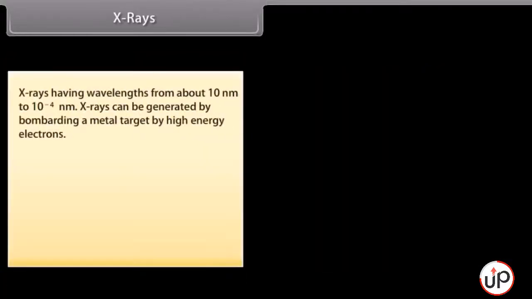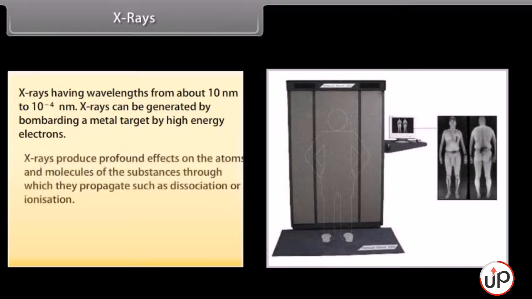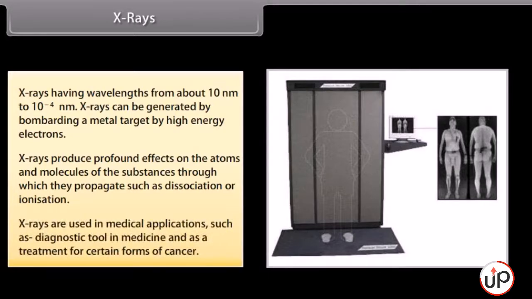X-rays. X-rays have wavelengths from about 10 nanometer to 10^-4 nanometer. X-rays can be generated by bombarding a metal target with high-energy electrons. X-rays produce profound effects on the atoms and molecules of the substances through which they propagate, such as dissociation or ionization. X-rays are used in medical applications such as a diagnostic tool in medicine and as a treatment for certain forms of cancer.